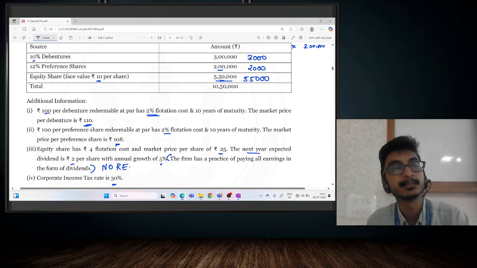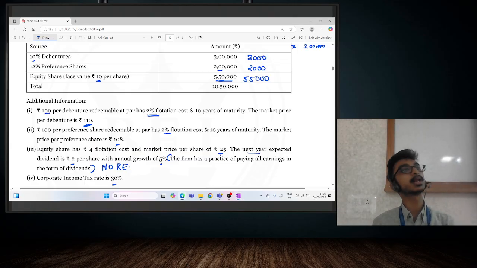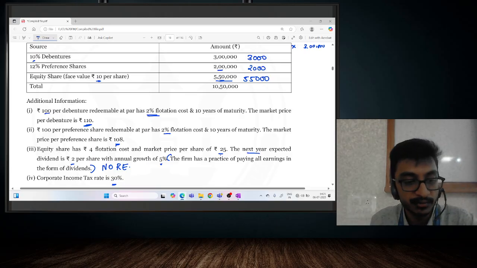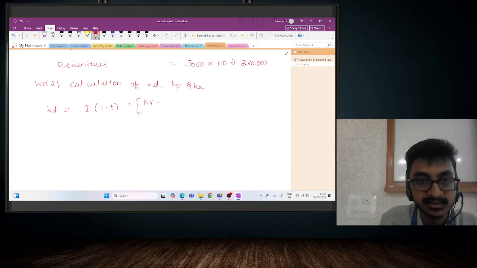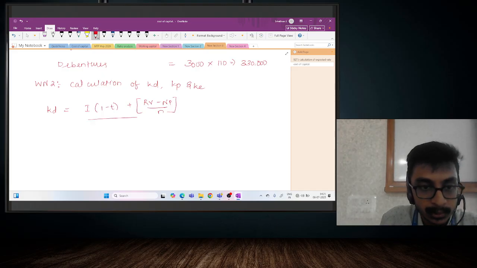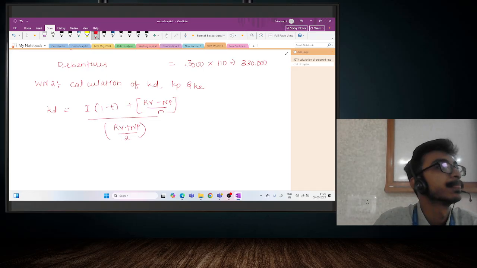In this question, the debt is a redeemable debt or irredeemable debt? It is a redeemable debt. So what is the formula for calculating cost of redeemable debt? It is I into 1 minus T plus RV minus NP whole divided by N, divided by RV plus NP whole divided by 2. Clear?